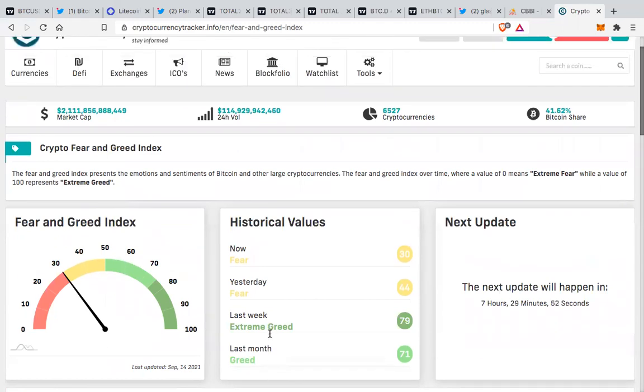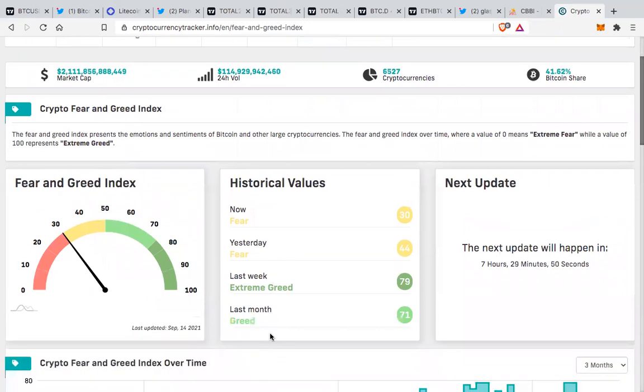So if we look at the Bitcoin fear and greed index, again, what we are seeing is right now, the fear index is at 30. Just last week, we were at 79. Just look at this. And guys, it is very important for you to understand, because when there is fear in the market is when you buy. Buy the fear, sell the greed. It is as simple as that.